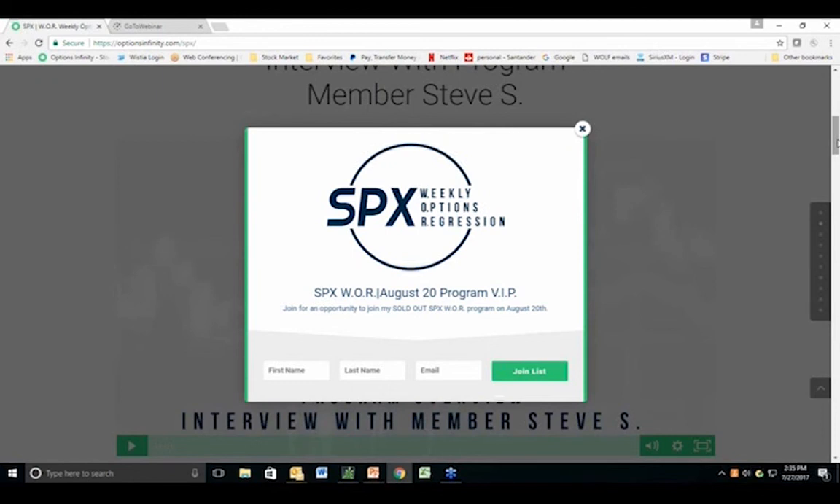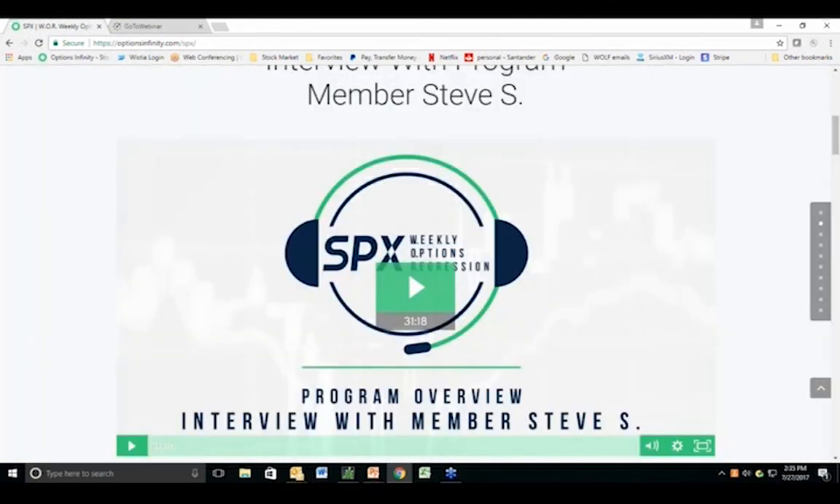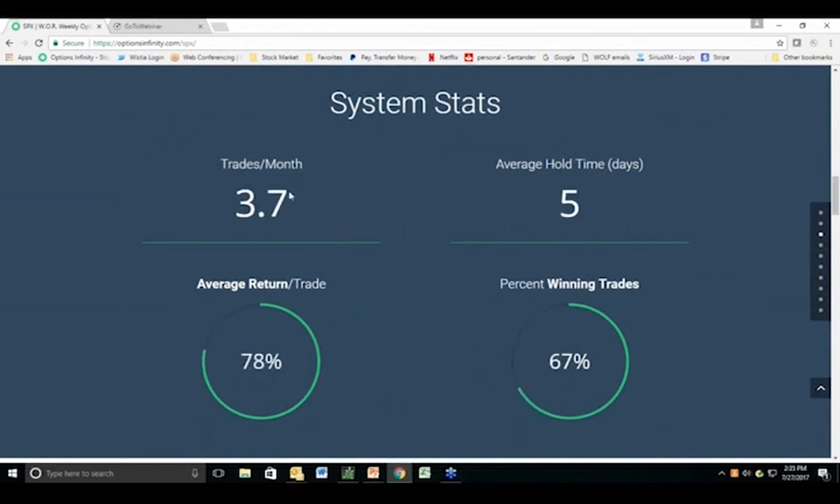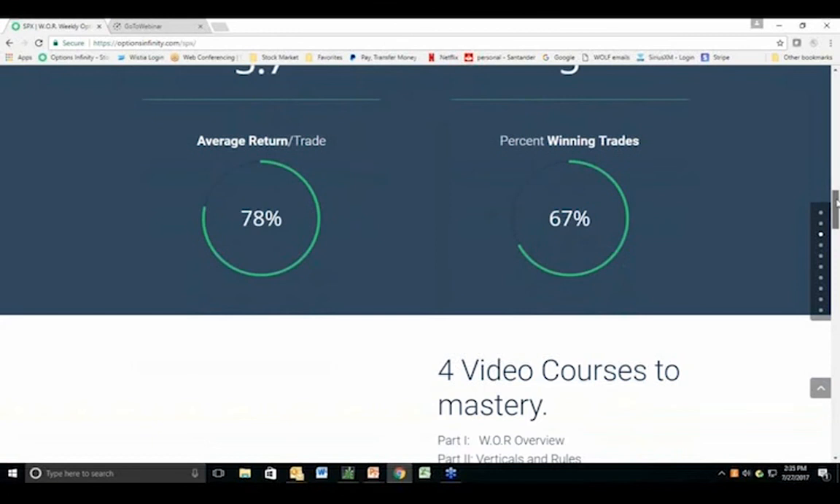Sign up for an availability on August 20th. Like I said, there's no obligation. You can do that. But if you scroll down here, you can see that the average trades per month is about once a week, a little less than 5 days, about a 67% win rate, 69, and a nice little return per trade on that.